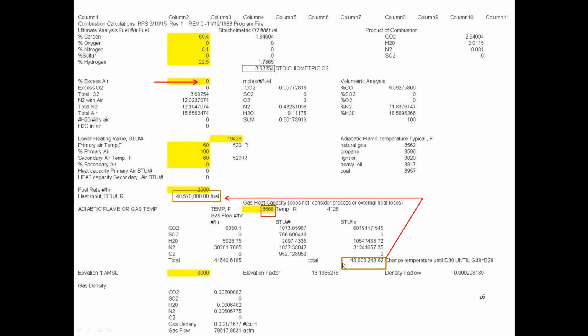Right. That's the heat input. When those two numbers are the same, that is the stoichiometric temperature, and that is 3668 degrees Fahrenheit. And then there's a little table up here on the right. These are typical numbers that have been measured in a special chamber. Natural gas comes out to 3,500 degrees. Yeah, 3562. And I think the highest one was coal. Yep, 3957.